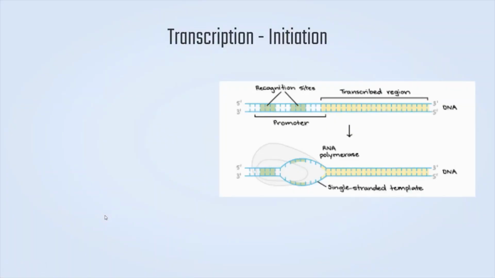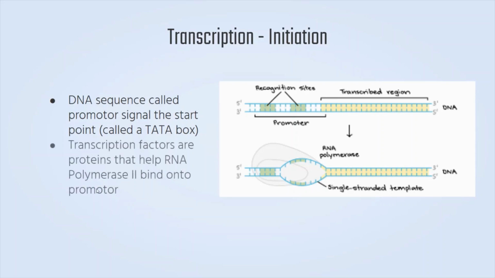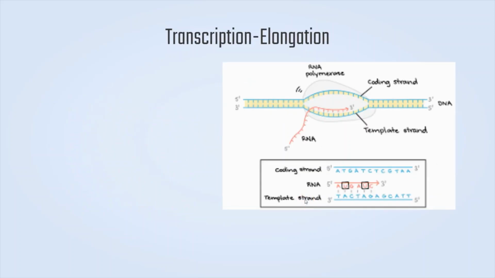The first step of transcription is called initiation. And a DNA sequence called the promoter will signal the start point. And this is called the TATA box because the first four nucleotides are TATA. Next, transcription factors are proteins that will help RNA polymerase II bind onto the promoter. And this final product is an initiation complex, which will begin transcription.